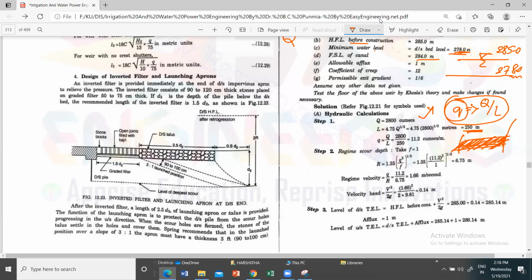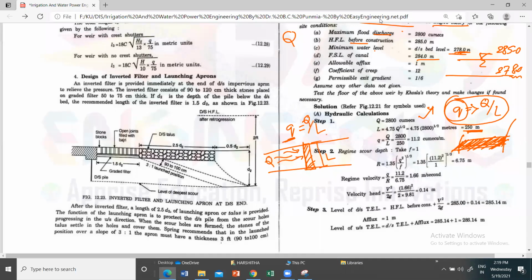This is the weir portion, a longitudinal section of the river. This is the width of the river, equal to the length of the weir. Capital Q is the total discharge moving through here. To calculate the discharge per unit run, we divide the total discharge by the length of the weir, Q by L. We get 11.2 cubic meters per second per meter.